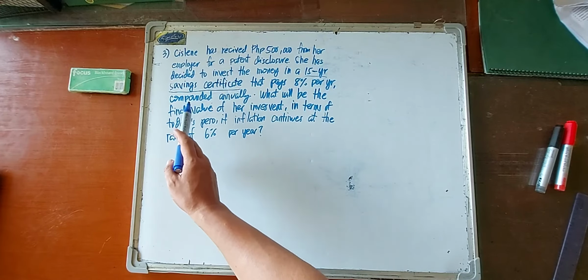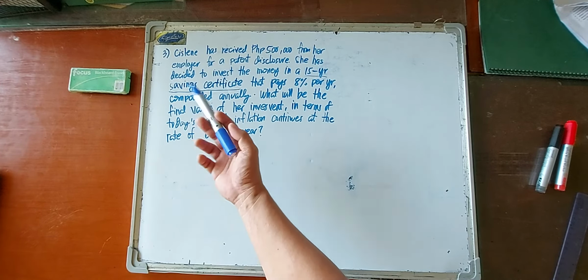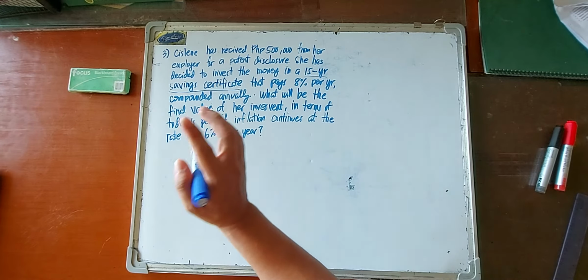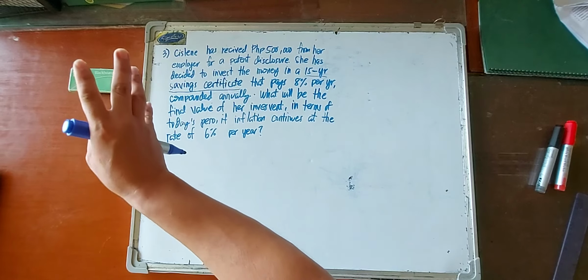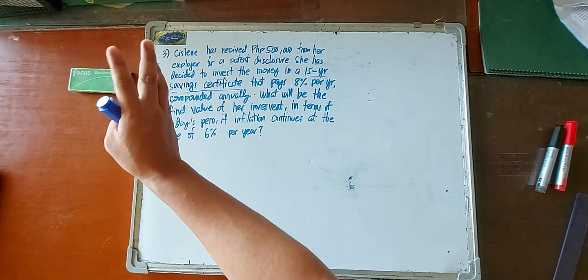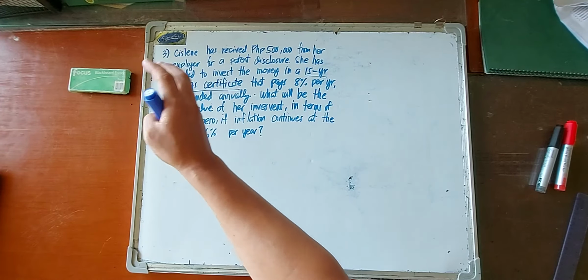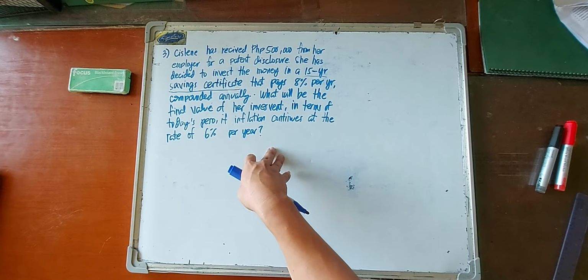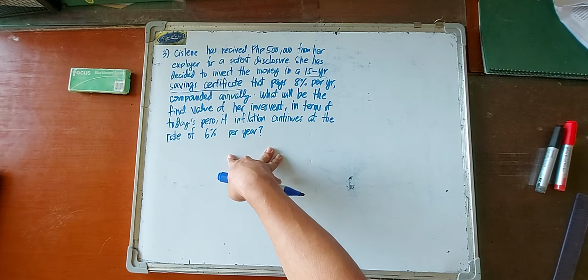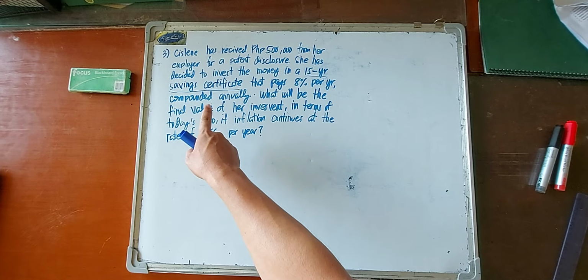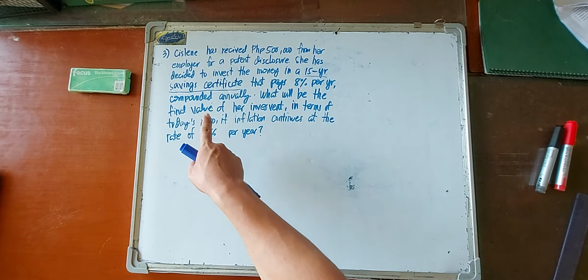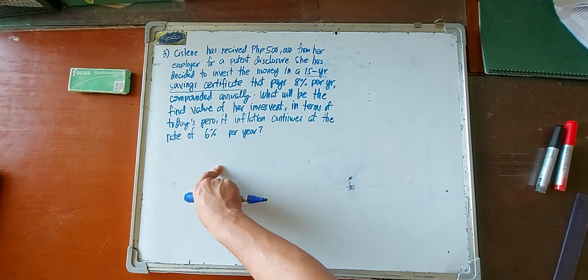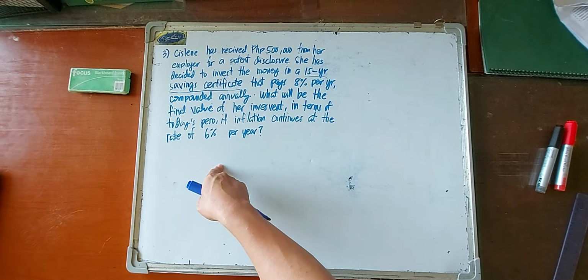So kapag compounded quarterly or semi-annually yung investment natin, then you have to separately compute for the interest or the value of the investment, considering the interest and the value of the investment considering the inflation rate. Now, since they are both compounded annually, we can derive a simpler formula to compute for the value of the money or the investment.